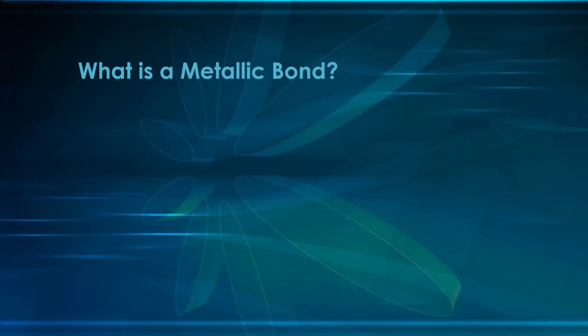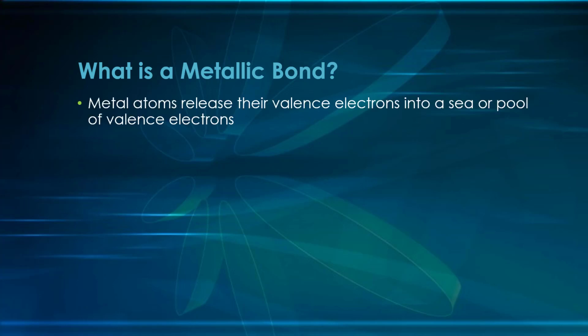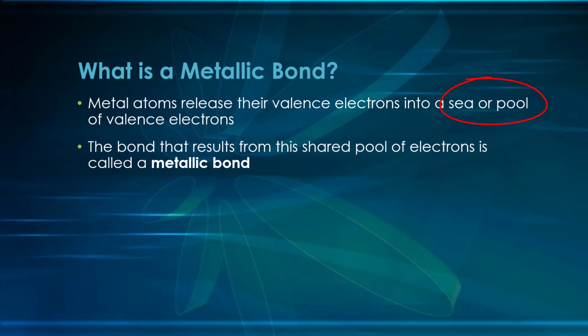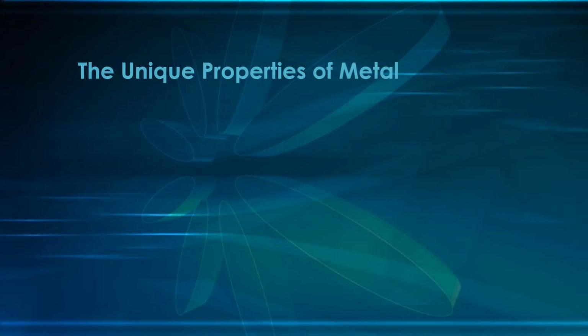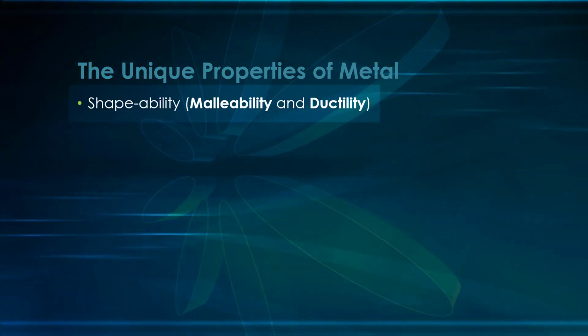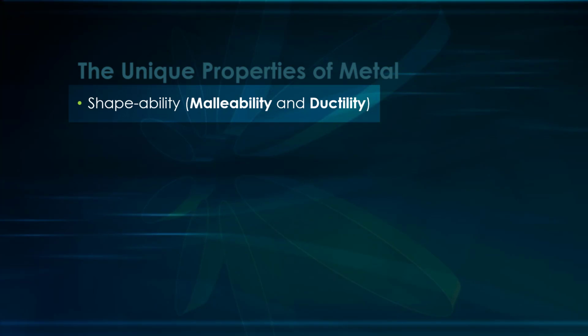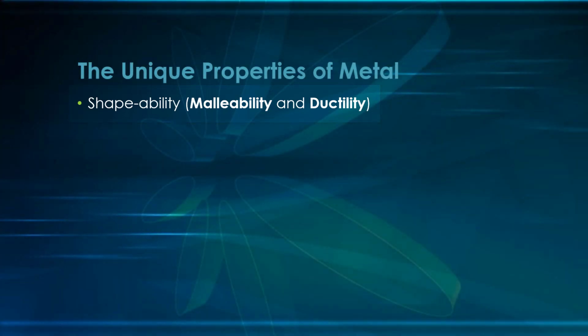Let's start out with what is a metallic bond. Metal atoms can release their valence electrons into what is known as a sea or pool of valence electrons. The bond that results from this shared pool of electrons is called a metallic bond. The unique properties of metals can be explained by the sea or pool of valence electrons. Metals have great shapeability, the ability to be malleable and ductile.